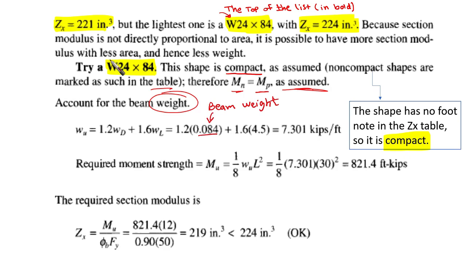We know the cross-section, so we can obtain the beam weight. WD is going to be 0.084 because we have 84 lb per foot. Before, we didn't have any dead load. So 1.2 times the beam weight plus 1.6 times 4.5. This is the new ultimate load that we've got.